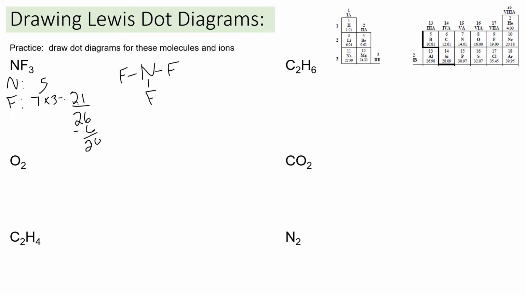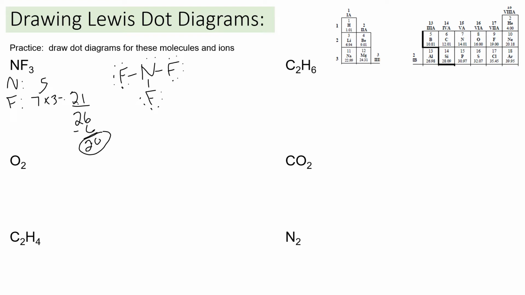So 20 is the number of dots I'm going to make. Starting on the fluorines, so each fluorine wants 8. It has 2 because it has a bond, so I'm going to put 6 dots on each fluorine. Okay, and so 6 times 3, that is 18 dots. I still have 2 more because I need to do 20 dots. And the last 2 are going to go on the nitrogen because it only has 6 and it wants 8. So there's my structure.